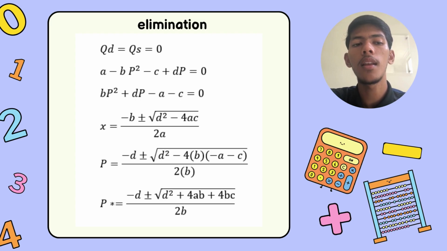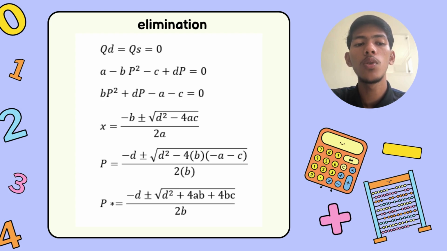So we enter that A minus B P power of 2 minus C plus DP equal to 0. And then we rearrange it to B P power of 2 plus DP minus A minus C equal to 0. And then for X, we use negative B plus minus square root of D2 minus 4AC per 2A.